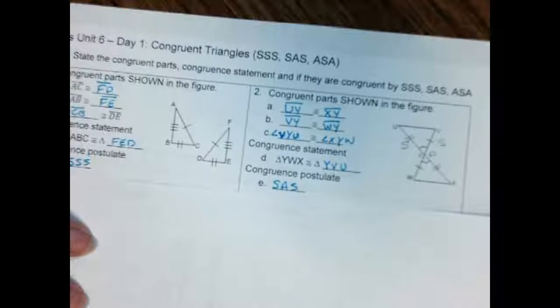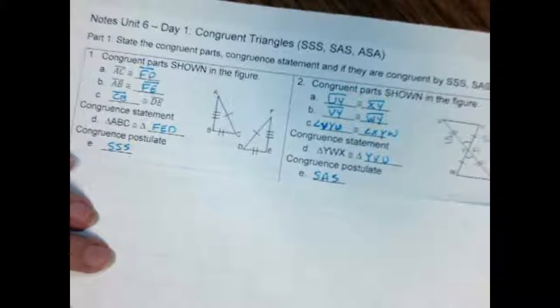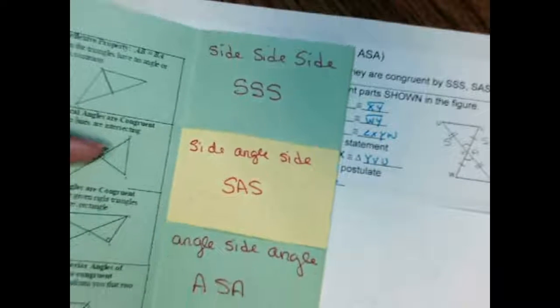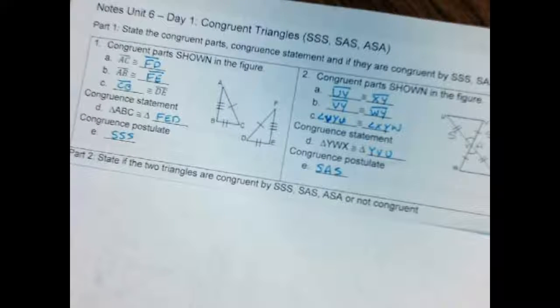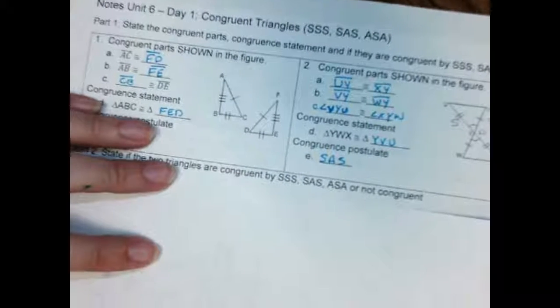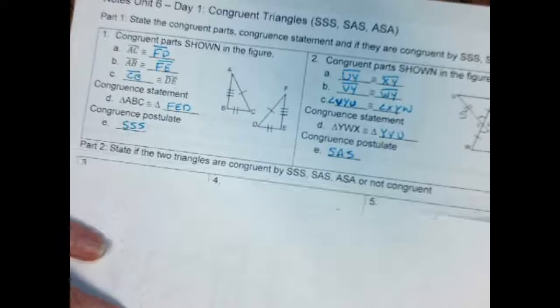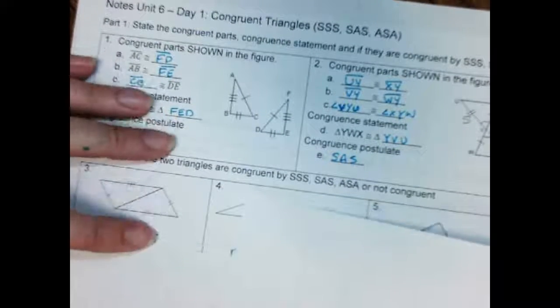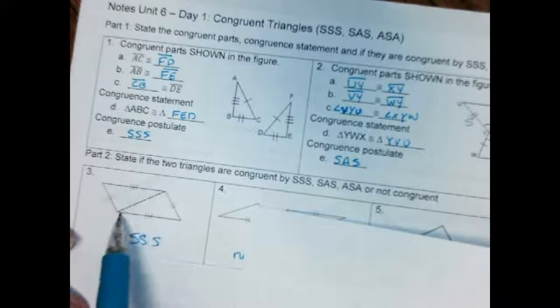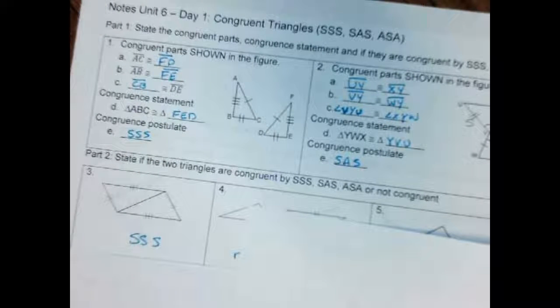Okay, on these next problems here, you're just deciding which one of these postulates it is. But if you notice on the notes, it does say that not congruent is an option. So you just need to go through each one of these and see which it is. The first one, it's side, side, side, and how do we know that that middle line is the same? Well, this middle line is the same because it's literally the same line, so it has to be equal.